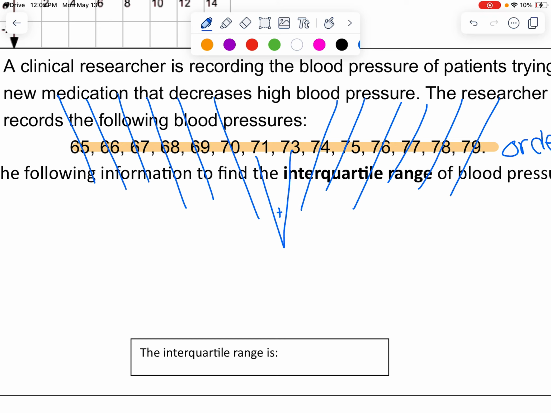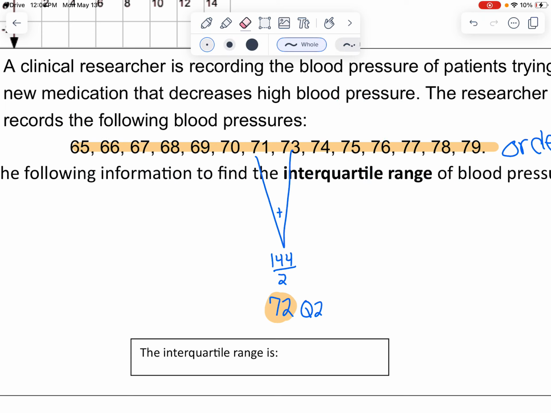So I have my calculator. I'm doing 71 plus 73. 144, and you divide by 2. On my calculator, that gives me 72. That's my quartile 2, or my median. So I'm going to put a Q2 beside that. That is my median or my quartile 2. What that's going to do is split all of my data in half. So I'm going to go just like this.